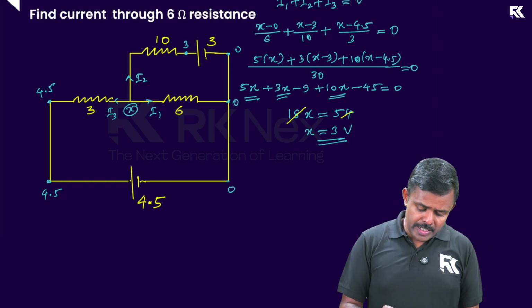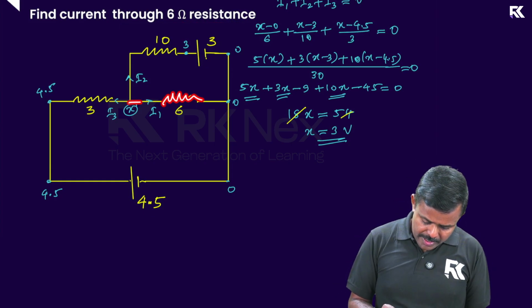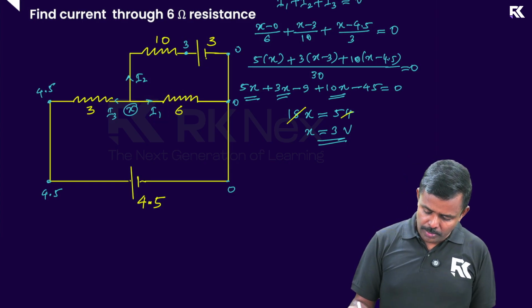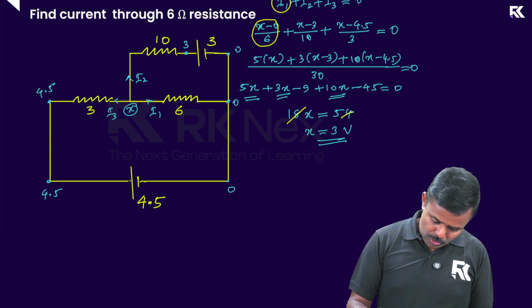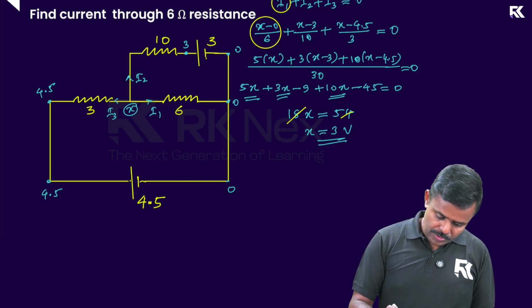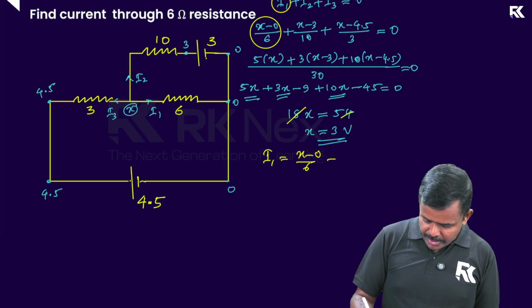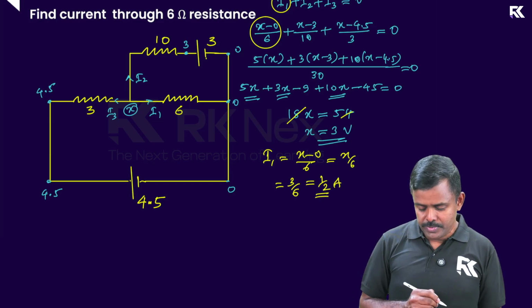Now the question is to find the current through the 6 ohm resistance. Current through the 6 ohm resistance is called I1. So my job is to find I1 here. How to find I1? Look at this. This is I1. I1 is this x minus 0 by 6, right? So I1 is equal to x by 6. That will be 3 by 6, which is equal to 1 by 2 amps.